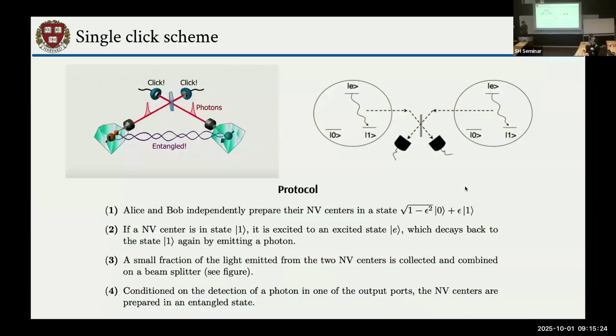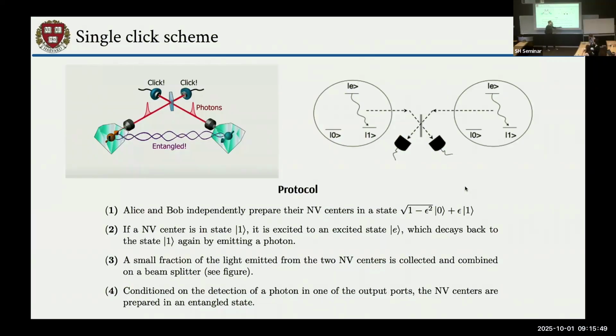And Alice and Bob, we now imagine that they each have their NV center. For now, we're just going to model it as basically a 3-level system. As you see up here, we have 2 stable ground states, 0 and 1, and 1 excited state, E. And we're going to assume that this excited state only decays to the 1 state, which is actually a pretty okay assumption.